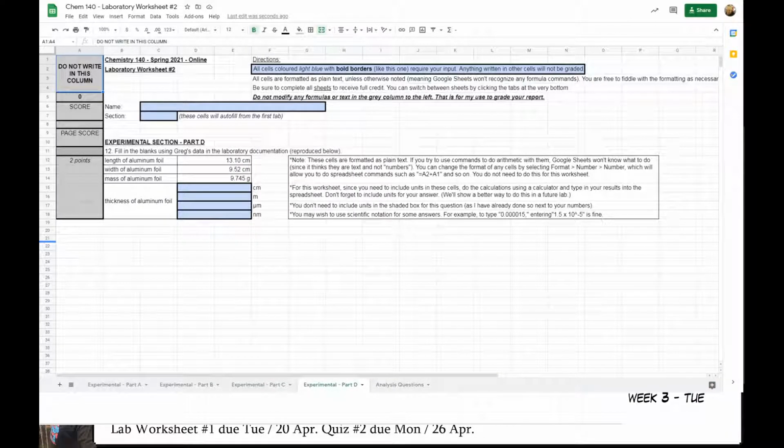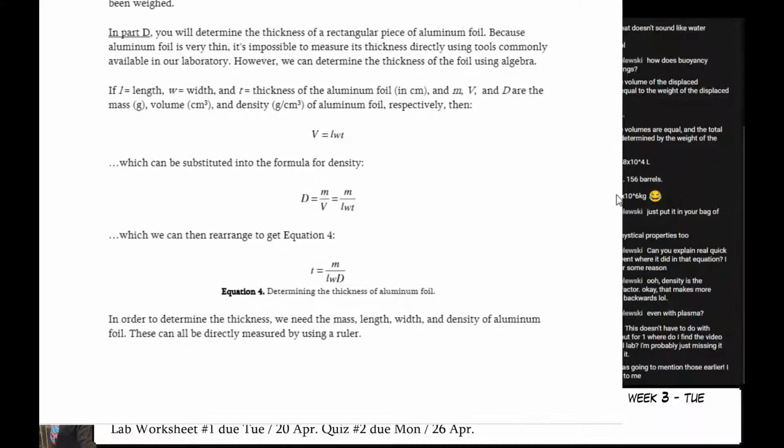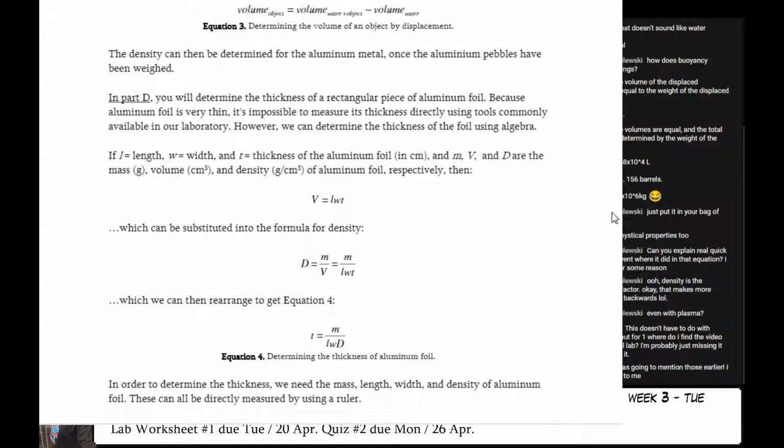All right. There is one more thing that I do want to talk about real quick, and that is just for part D. Parts A, B, and C are pretty straightforward, except for making the graph. But part D, I'm going to ask you to do something interesting. I want you to tell me how thick aluminum foil is based on the measurements that I gave you.